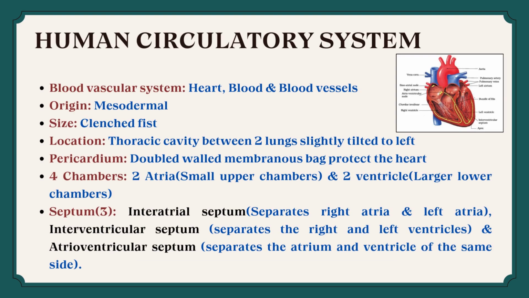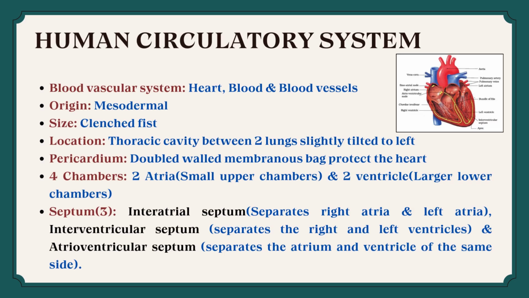Let's see the human circulatory system in detail. The human circulatory system is also known as the blood vascular system because it contains the heart, blood, and blood vessels. The human heart is mesodermal in origin and is the size of a clenched fist. It is located in the thoracic cavity between the two lungs, slightly tilted to the left. The heart is protected by a double-walled membranous bag called the pericardium. Our heart has four chambers: two small upper chambers called atria and two larger lower chambers called ventricles.